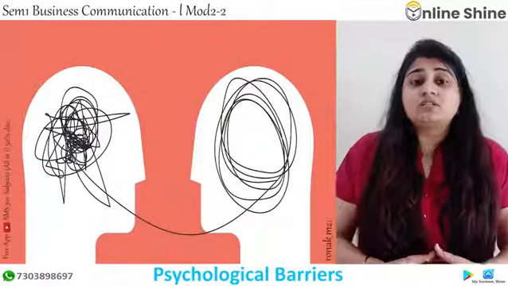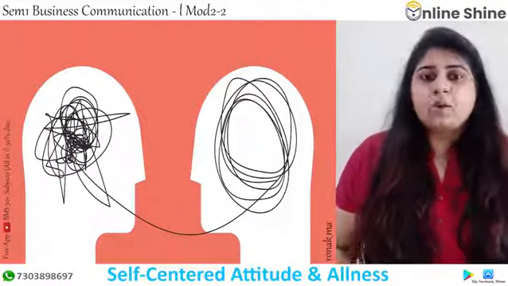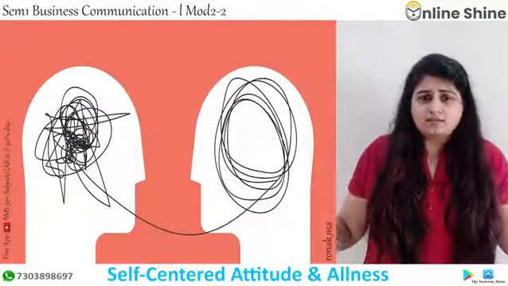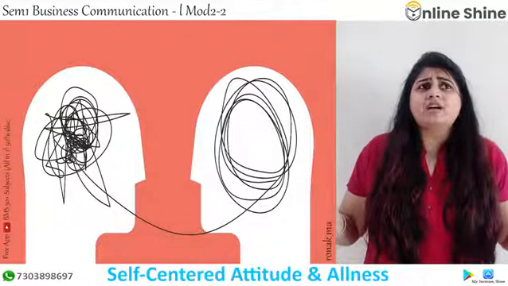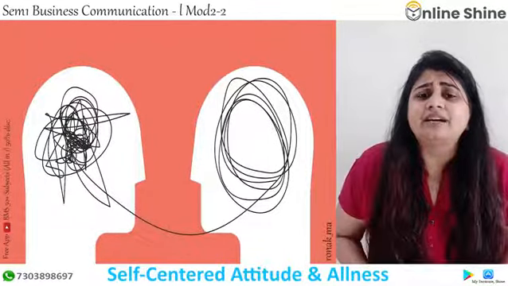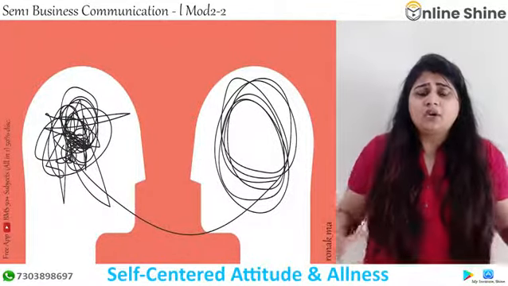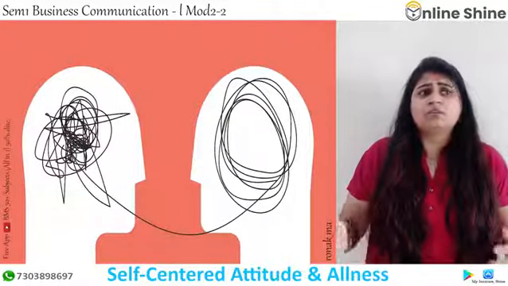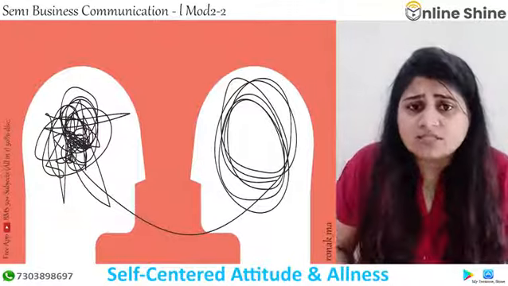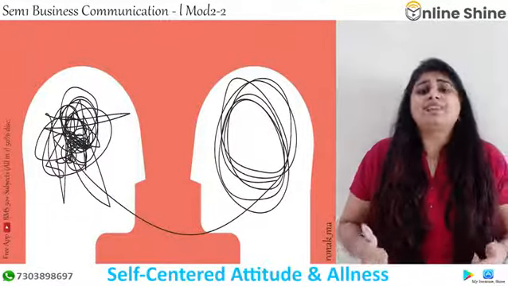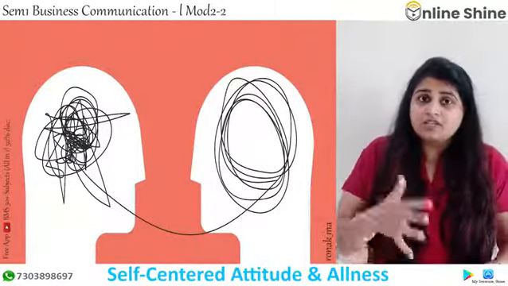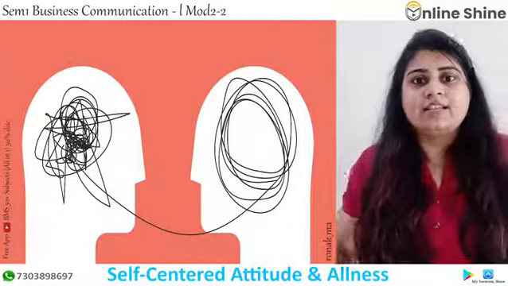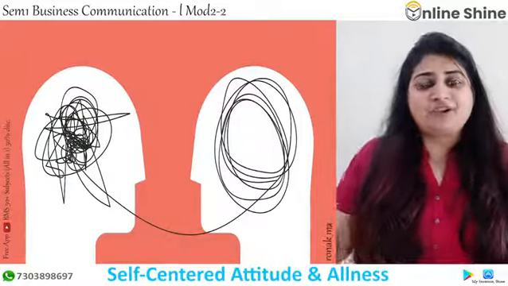So the very first kind of psychological barrier that comes into the picture when you're communicating is the whole concept of self-attitude and allness. Self-attitude means I know everything, I am the best, this and that. You are unnecessarily self-centered. Everything needs to be centered around you. You are the most important person. Things should be as per your wills and fancies. People who have such attitudinal problems, revolving around themselves as if they are the sun and everybody is the planets revolving around them.